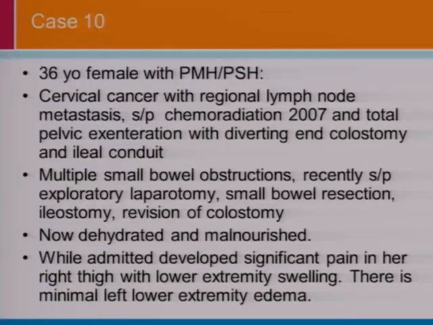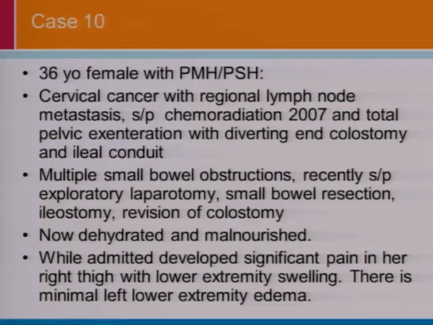All right, case 10, a 36-year-old lady. Her past medical history is significant for an advanced stage cervical cancer. She's had regional lymph node metastasis. She's had a long history of chemoradiation, total pelvic exoneration, including a diverting end colostomy and ileoconduit. She's had multiple small bowel obstructions and a very complicated course.